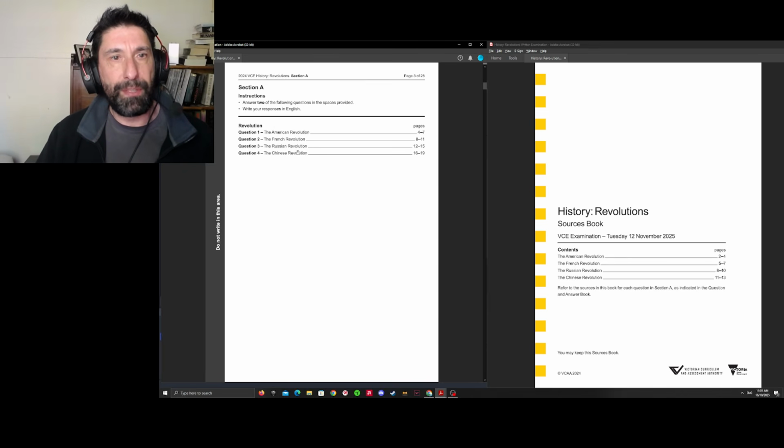I've got question 3 for the Russian Revolution, which is on page 12, and then question 4 for the Chinese Revolution, which is on page 16. The American Revolution, the French Revolution, I'm not doing those, so I don't even look at those questions. I ignore them, so I'm going to go straight to the Russian Revolution.